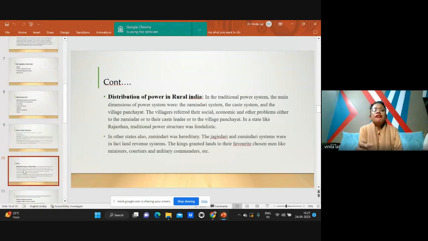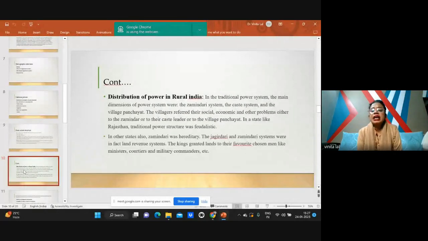So if we come to the Indian context, distribution of power in rural India, in my next slides. In the traditional power system, the main dimensions of power were the Zamindari system, the caste system, and the village panchayat. The village referred their economic and other problems either to the Zamindar, or to their caste leader, or to the village panchayat. In a state like Rajasthan, the traditional power structure was feudalist. In other states, Zamindari was hereditary.